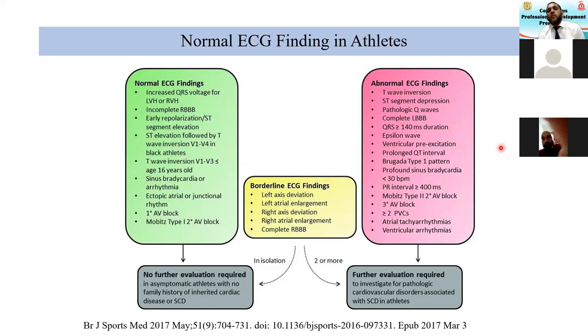Whereas abnormal findings are, we know, T inversions, ST depressions, pathological Q waves, complete left bundle branch block, QRS prolonged QRS, epsilon wave. Epsilon wave is an upward deflection following a QRS complex, which is one of the findings in arrhythmogenic cardiomyopathy. We will discuss it later. And then ventricular pre-excitation, prolonged QT interval, we will discuss that.